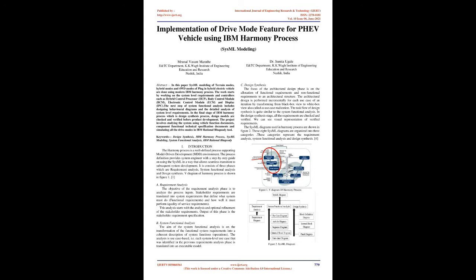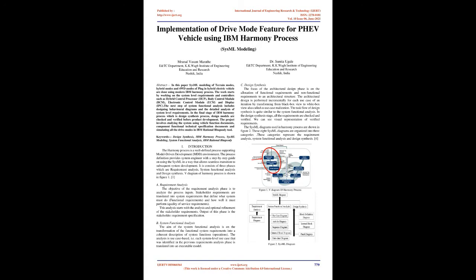1c. Design synthesis. The focus of the architectural design phase is on the allocation of functional requirements and non-functional requirements to an architectural structure. The architectural design is performed incrementally for each use case of an iteration by transforming from black box view to white box view, also called use case realization. The task flow of design synthesis is quite similar to the system functional analysis. In the design synthesis stage, all the requirements are checked and verified. We can see a visual representation of verified requirements. The SysML diagrams used in the Harmony process are shown in Figure 2.